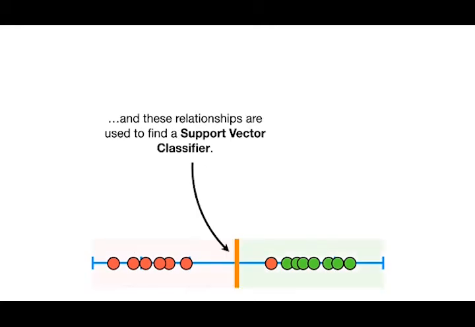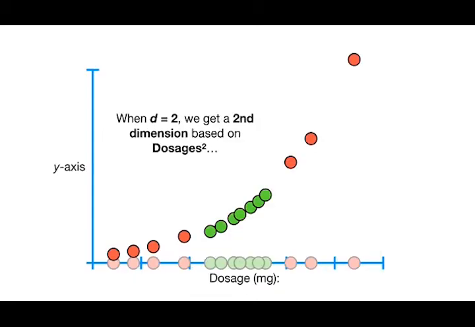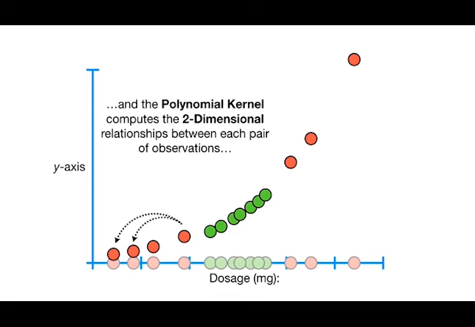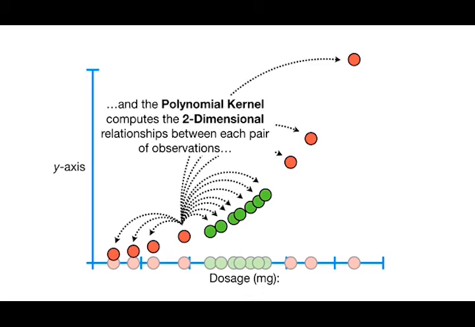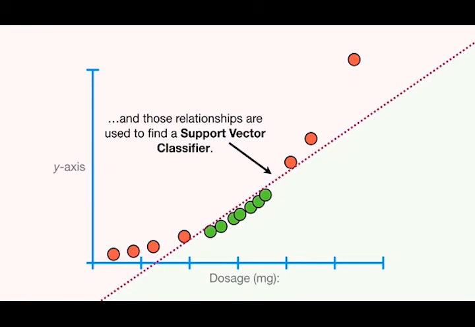And these relationships are used to find a support vector classifier. When d equals 2, we get a second dimension based on dosages squared. And the polynomial kernel computes the two-dimensional relationships between each pair of observations. And those relationships are used to find a support vector classifier.